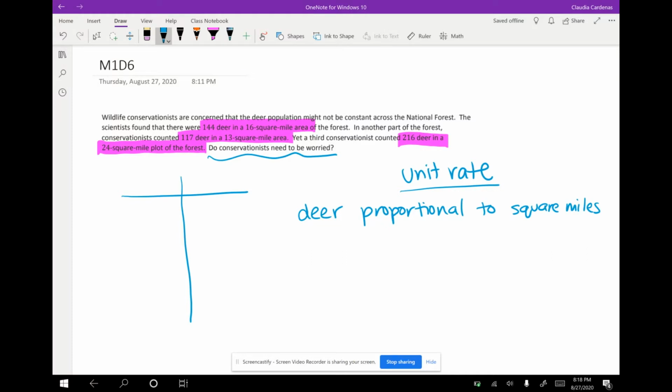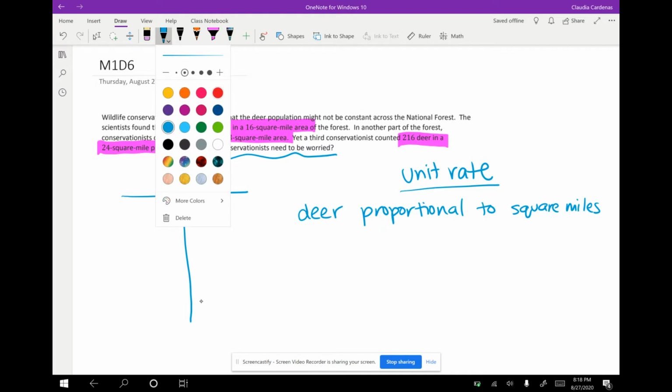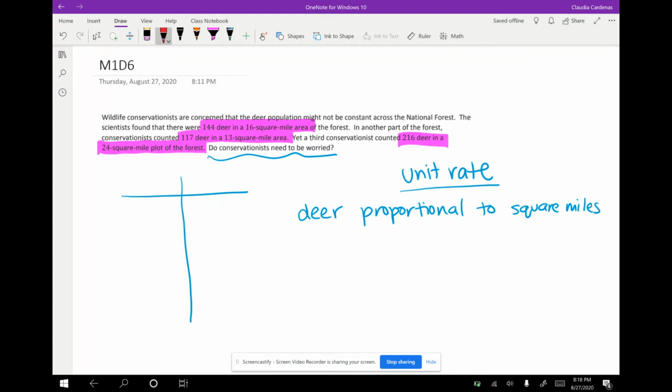Okay, so which one of these is our independent variable? Well, I know that the square miles is the area of the land that affects how many deer can live there. So that is going to be our independent. What about our dependent variable? Well, besides process of elimination, the deer are going to be the ones that depend on the square miles because if the land increases in size, then more deer can live there. But if the land decreases in size, then the deer population also needs to decrease. So y depends on x.